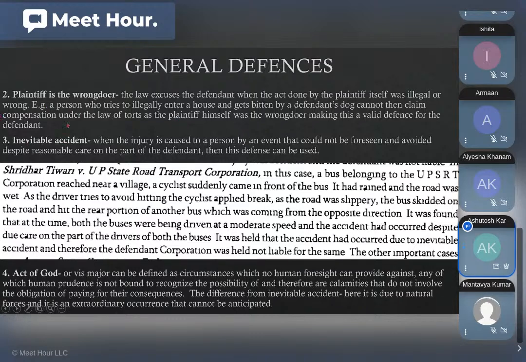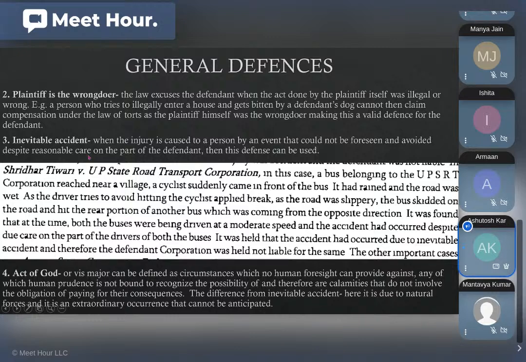Third defense is inevitable accident. मतलब जो हुआ जिसकी वजह से damages कोई face किया वो एक accident था जो कि होता ही होता despite reasonable care on the part of the defendant. That is why defendant के पास ये defense है और जिसको वो use कर सकता है when the injury is caused to a person by an event that could not be foreseen and avoided. Okay, मतलब सारा try करने के बाद भी वो होना ही था.